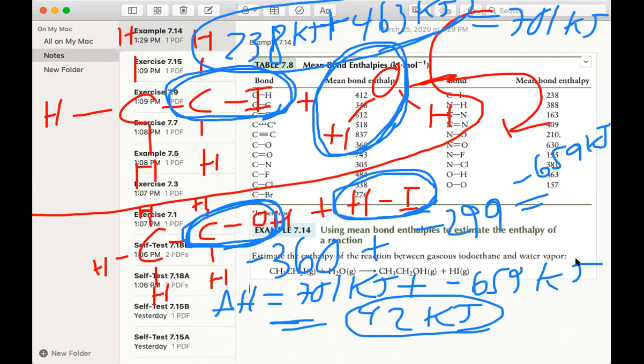So again, this is really convenient because we can just use bond enthalpies to figure out the enthalpy of whatever reaction we want, right? As long as we have all the bond enthalpies for all the bonds that are breaking and forming, we can calculate the enthalpy of any old reaction. That's tremendously powerful, okay? That tells you a lot about what's happening in that reaction, and especially a lot about whether that reaction is going to proceed or not, okay?